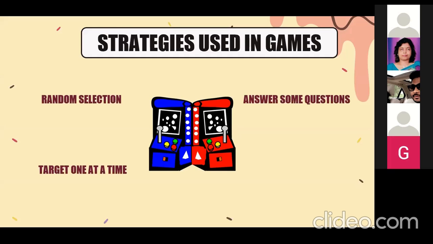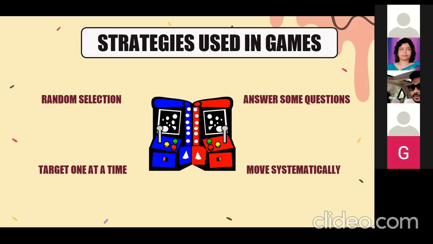Then the other strategy could be that while hitting the spaceships, I will answer some of the questions and some of the questions I will not answer. I could decide whether to answer all the questions or only a few questions, so that I can get an idea of what skill I am acquiring. And then I can move systematically, completing one, then moving on to the second, then the third, and I complete the game without missing out on any particular spaceship. So these are the different strategies that I can use while playing games.